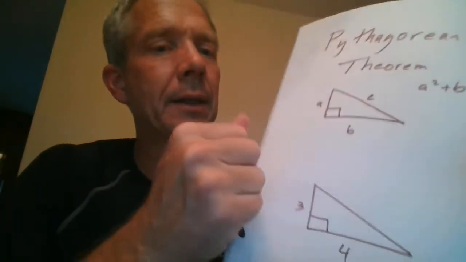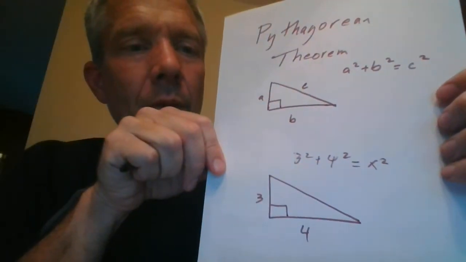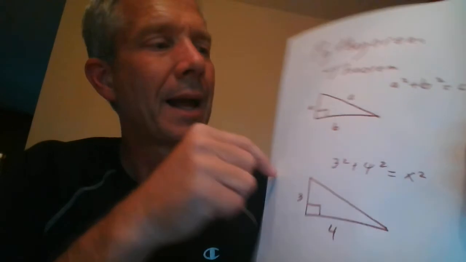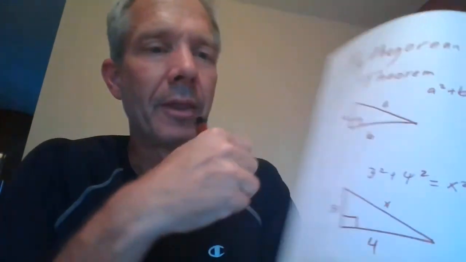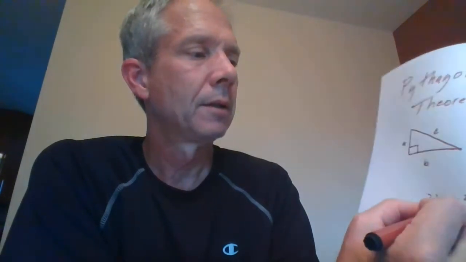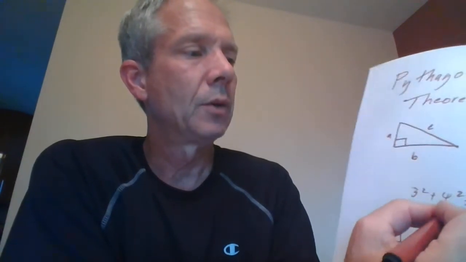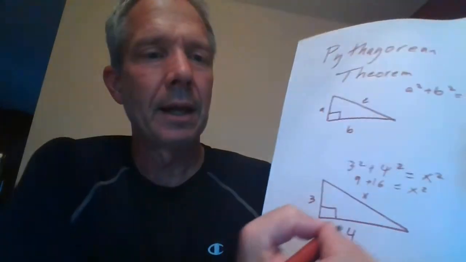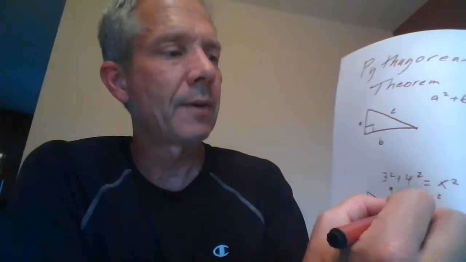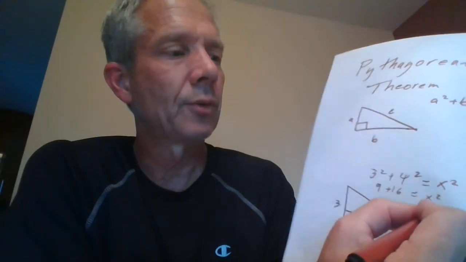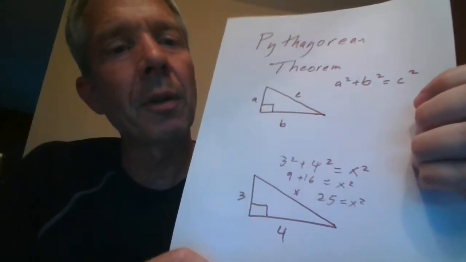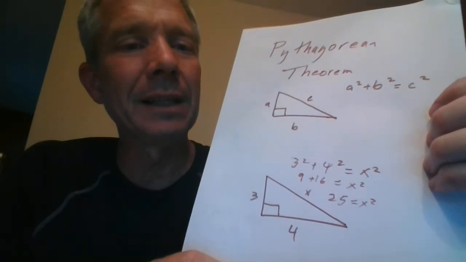Let me write this down real quick. 3 squared plus 4 squared equals, I'm just going to say x squared. You can do c squared, you can do any letter you want to. But we know that 3 squared plus 4 squared has to equal whatever that side is. So we get 9 plus 16 equals x squared, and then we know, oh, that's 25 equals x squared, and this is what's called a Pythagorean triple because it works out really evenly to an integer.